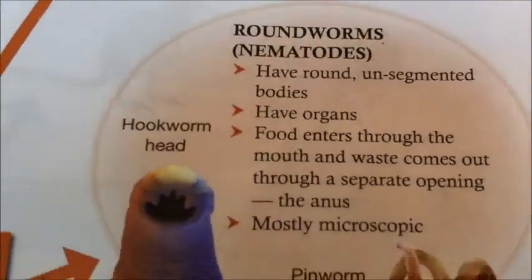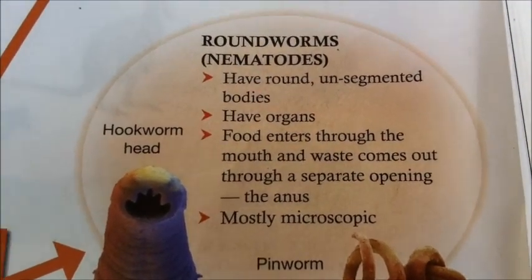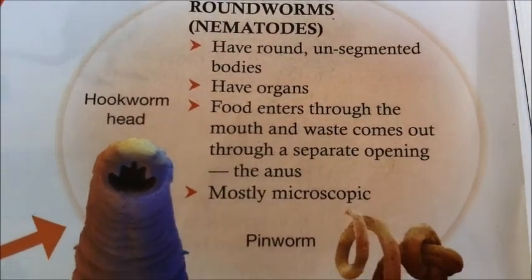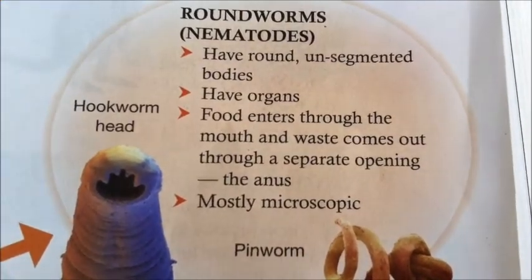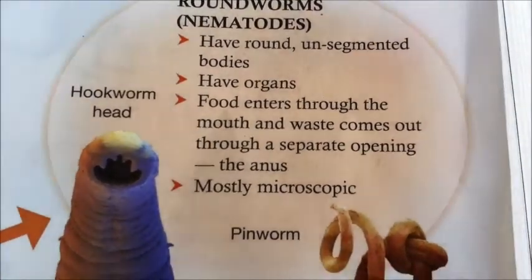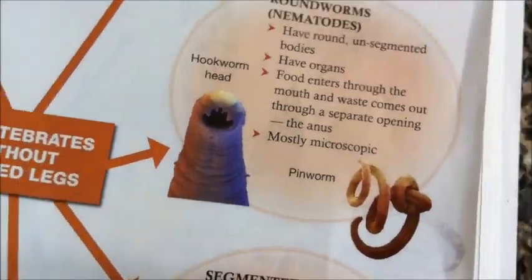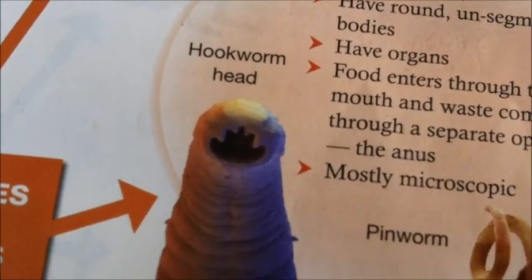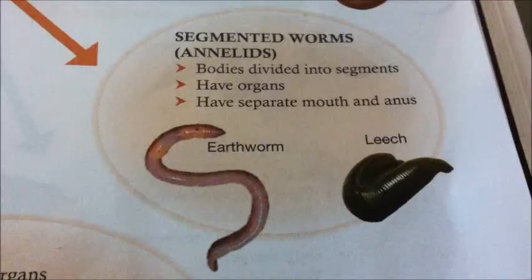Next, we have roundworms. They have round, unsegmented bodies, have organs, and food enters through the mouth and waste comes out through a separate opening, the anus. They are the most microscopic creatures. Examples are the hookworm and the pinworm.